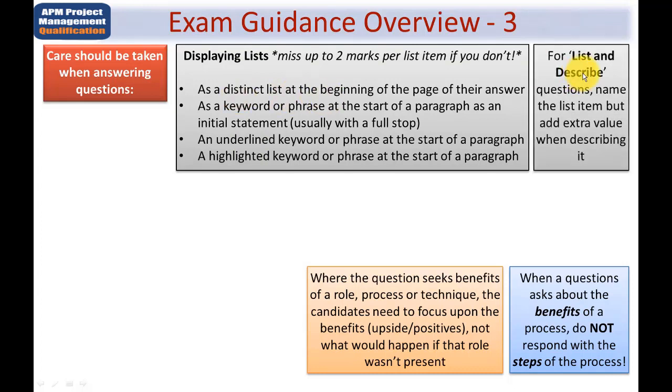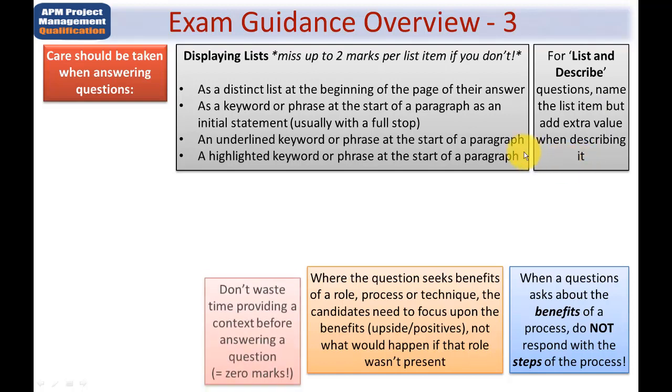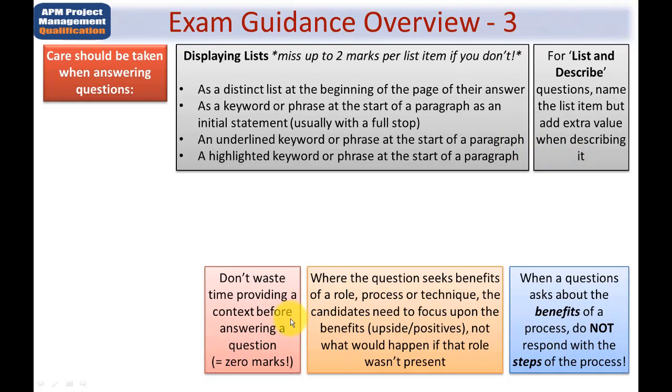For list and describe type questions, name the list item, but add extra value when describing it. Again, I mentioned this earlier. There are marks allocated for naming the list as well as describing. Make sure you do both. Don't waste time providing a context before answering a question. You'll get 0 marks. The examiner knows what the question is about, so don't waste your time and energy writing it down. Just give the number of the question and start answering it immediately.